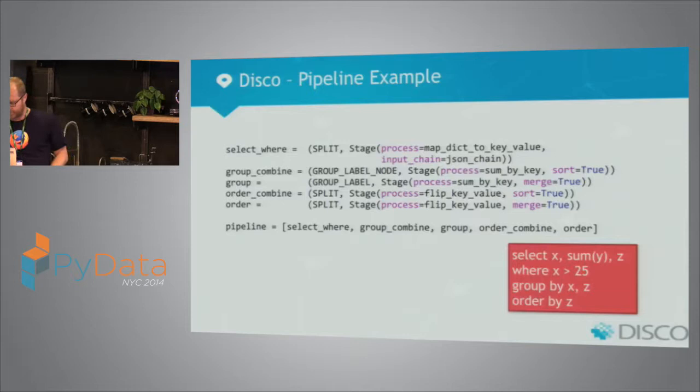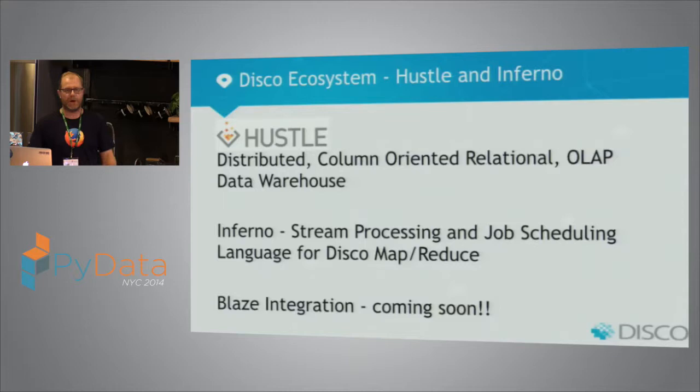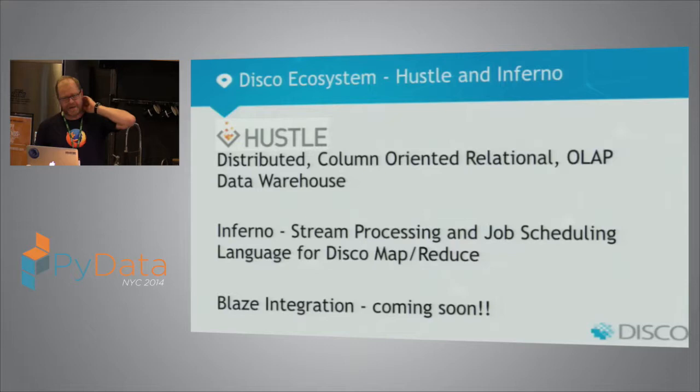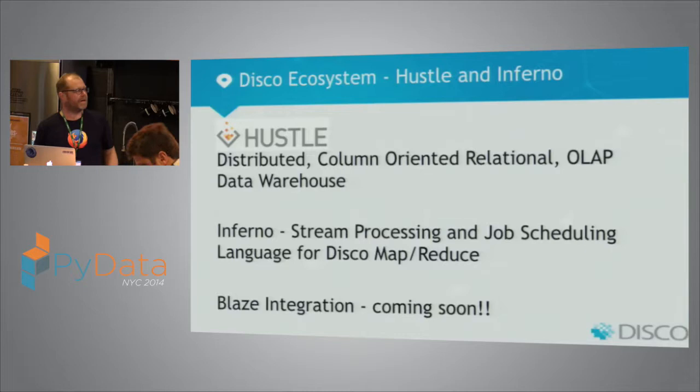Okay, so the talk is just half an hour, and I want to talk about the other components of the Disco ecosystem as well. I gave a talk at the last PyData in Silicon Valley on Hustle, which is built using these pipelines. It's a column-oriented database built on top of Disco using LMDB as the B plus tree. So data is stored as B plus tree data. Inferno is a stream processing and job scheduling language for Disco MapReduce.